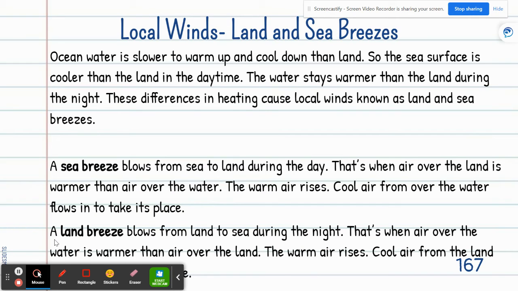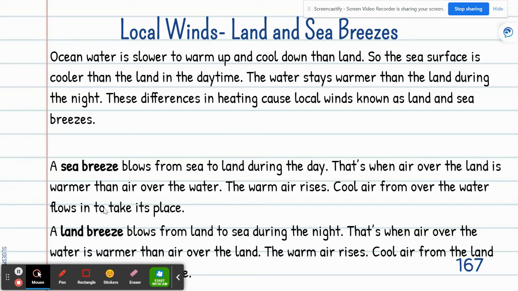After watching the video, here's some additional information. Ocean water is slower to warm up and cool down than land. So the sea surface is cooler than land in the daytime. The water stays warmer than land during the night, and these differences cause land and sea breezes. Sea breezes blow from the sea to land, and they happen during the day because the land heats up. It's now less dense. It rises, and that cool air rushes in.